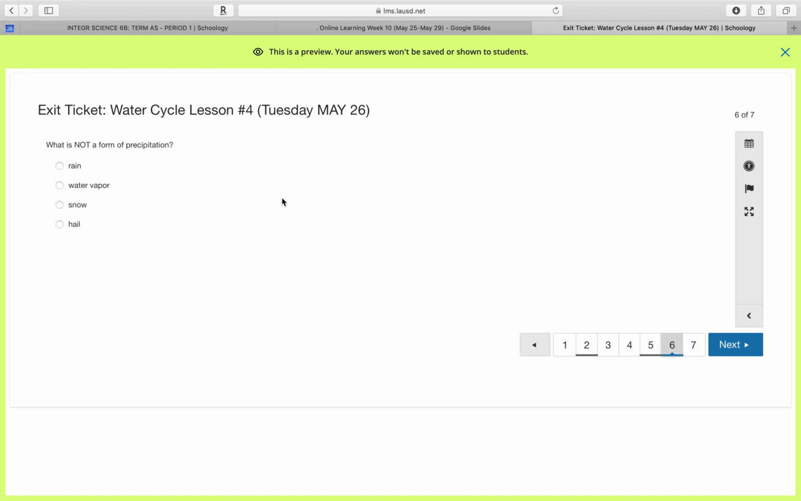And I also saw number 6 we needed help on. What is not a form of precipitation? Well, you know that the water from the clouds can fall as rain, it can fall as snow, and it can also fall as hail or sleet. But water vapor is not a form of precipitation. Water vapor, you don't see gas falling out of the clouds, right? So that one is the one that's not correct.